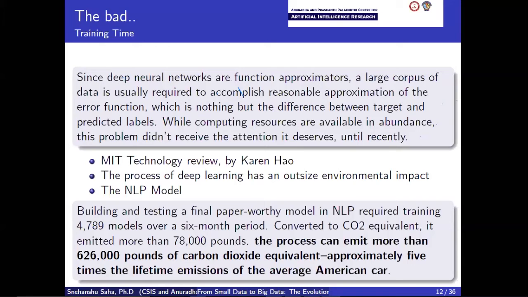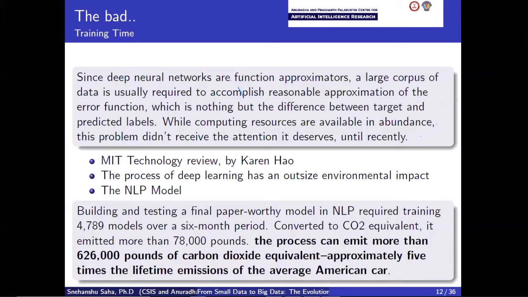We appreciate your support, and we hope that you will fly with us in future, and blah, blah, blah. And then the guy replies to that tweet in really just one word. So this is a standard natural language processing model, which is equivalent to five average American car emissions.